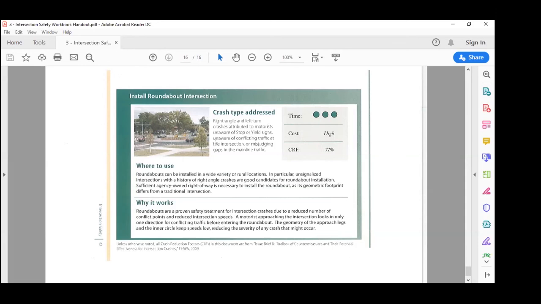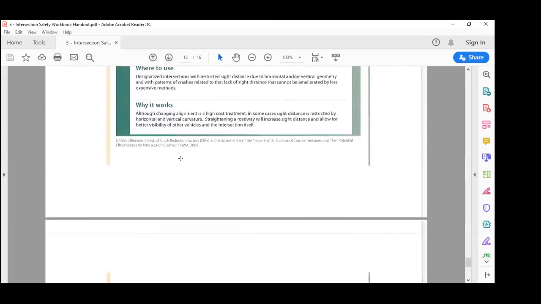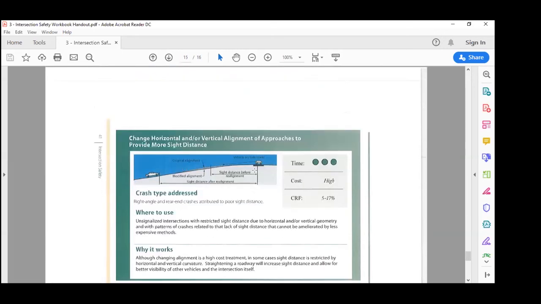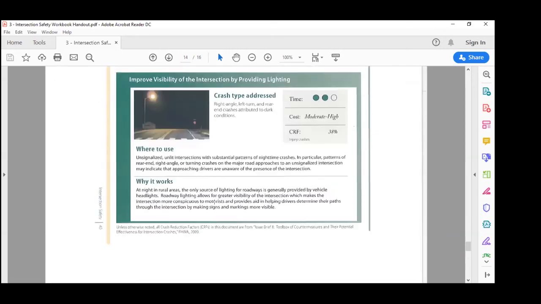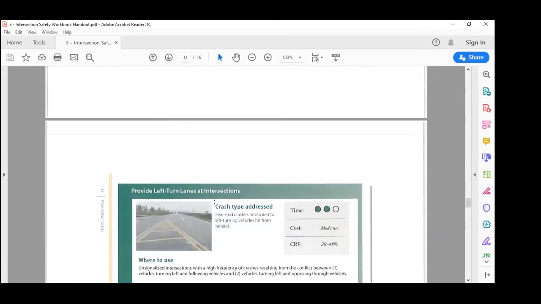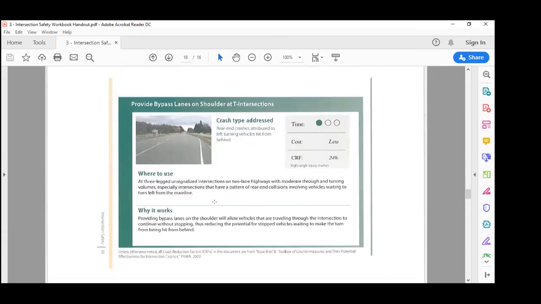Again, you just have to use judgment as you go into that. Okay. So there's kind of a generic workbook. There's a section in there on sight distances as well, vertical sight distances. I'm going to let you go through those on your own. You can read them for yourselves as you get further and further into your intersection safety program.